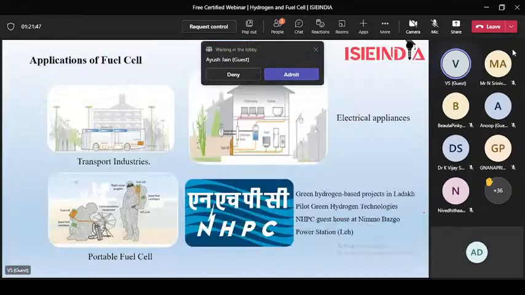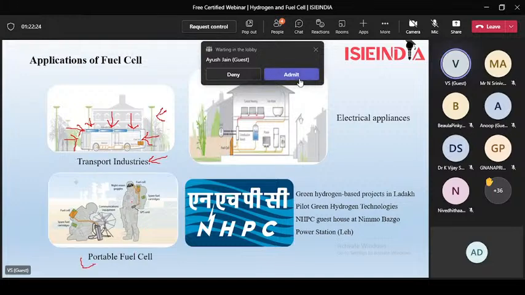Now coming to the next slide, which is the application. In the previous slide I talked about the fuel cells, so I will talk more about the applications here. In transport industries, fuel cells can be used in public transport. Many countries have started working on this, and many have already delivered fuel cell buses for their public transportation. Now coming to portable use.